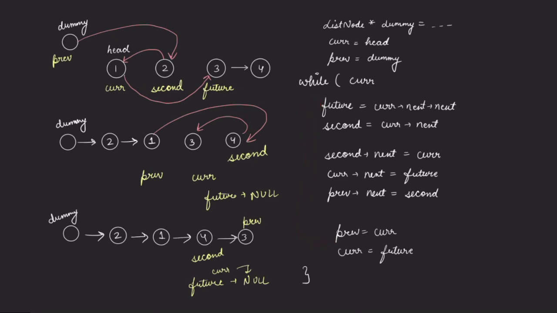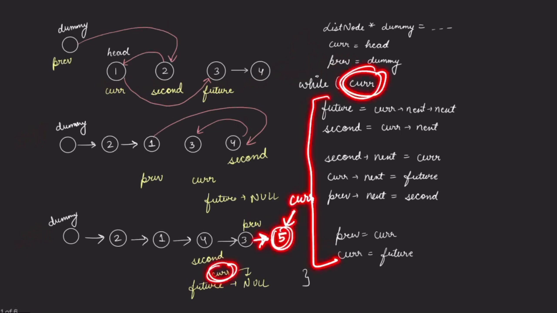Now one more situation was that in this particular case, we were given an even number of nodes. What if there was one more node here, node 5? In that case, for this node there is no adjacent node, so we need to keep it as is, right? So after these iterations, your current would be pointing to node 5. This 3 would be pointing to node 5 and your current would be present here, right?